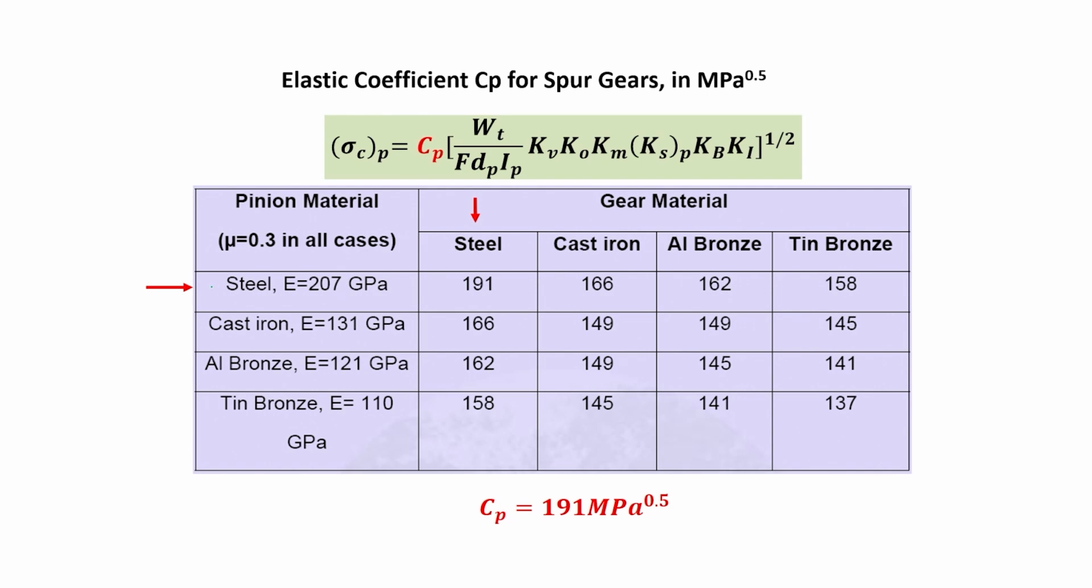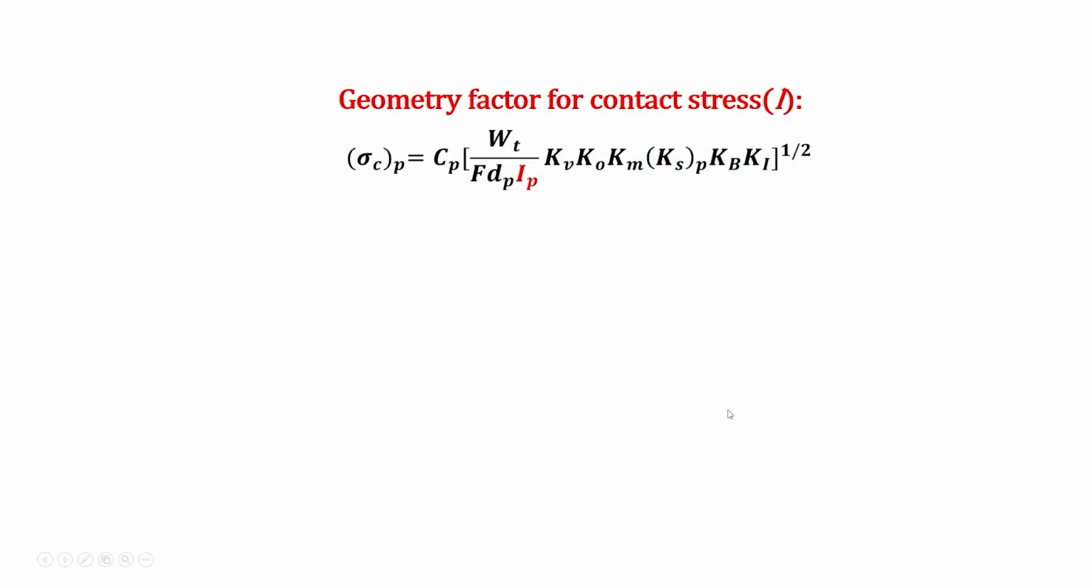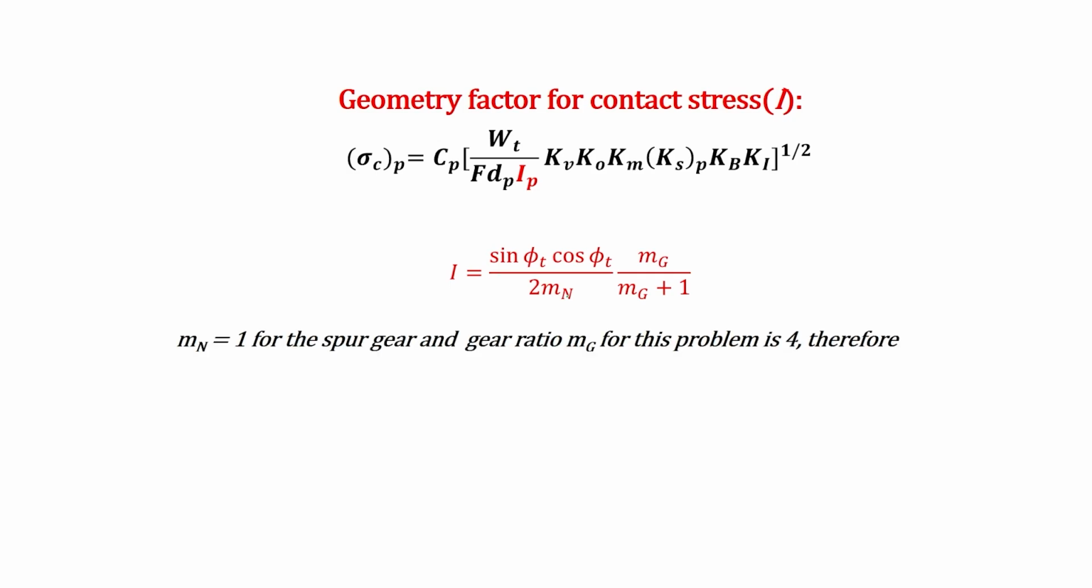For the case of steel pinion and steel gear, the value is 191 megapascal to the power 1 by 2. And so, for our case it is this one. For other cases, this table may be referred. So, I, the geometry factor, is given by sin phi t cos phi divided by 2 mn. For the case of spur gear, mn is equal to 1, the load sharing ratio. Mg is the velocity ratio. For our case it is 4, and thus I is 0.129.